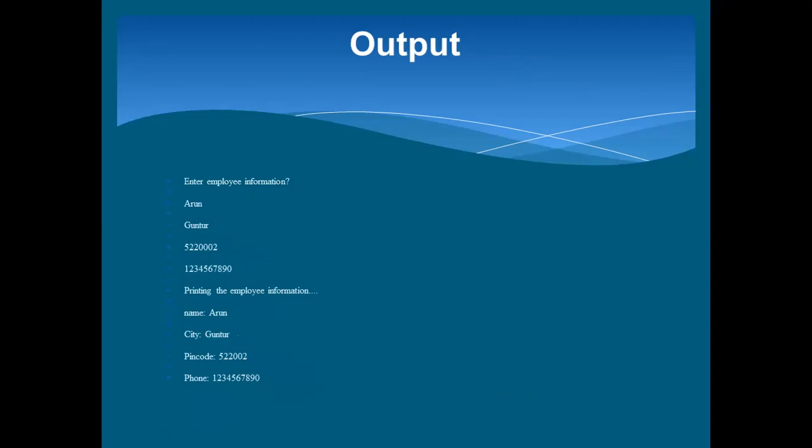Now here is an example. We are going to read the information: just the simple name of the employee as Arun. His city is Guntur, pin code, phone number. Whatever data we read, we get as the output.